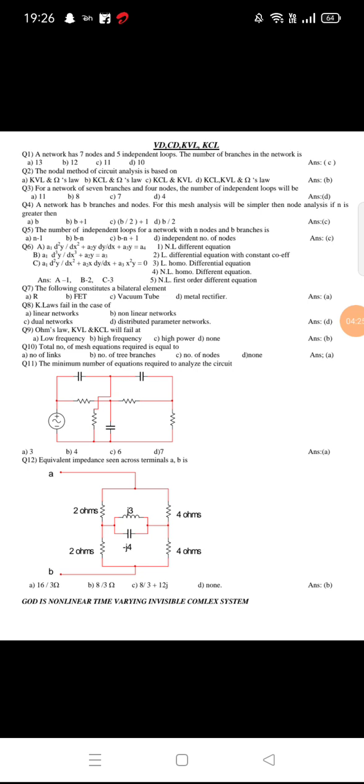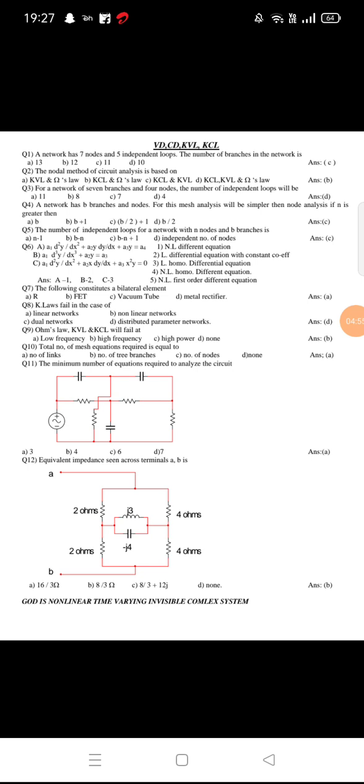Next, Kirchhoff's laws fail in this case. Okay, Kirchhoff's laws are applicable for both linear as well as non-linear, right? Diodes, for diodes also it is applicable. Dual networks are also applicable, right? Then the answer is distributed parameter networks only. Okay, next question. Ohm's law, KVL and KCL will fail for higher frequencies only.